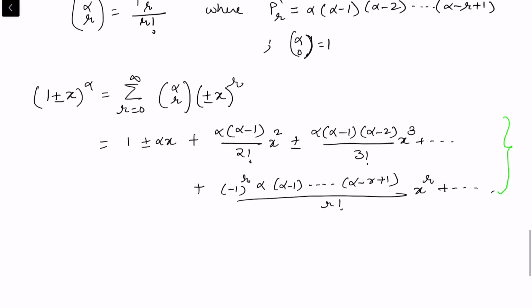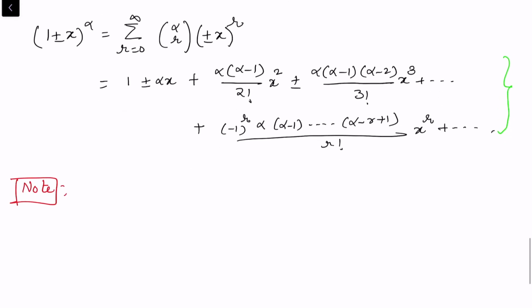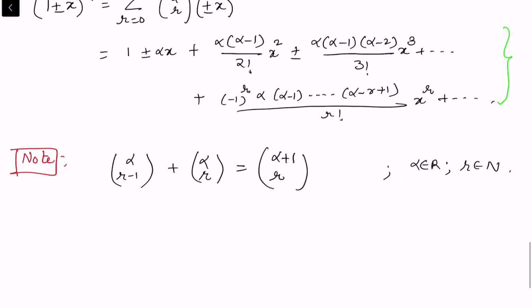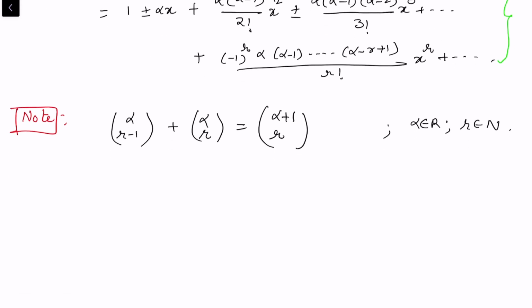So we also note here one more identity, and all these identities may be required for the generating functions, for a little more complicated generating function. We also know that there is an identity, which we call Pascal's identity, that can be used frequently. So I'm just recalling it here, where alpha belongs to R and r belongs to the set of natural numbers. Let's just bullet these points.